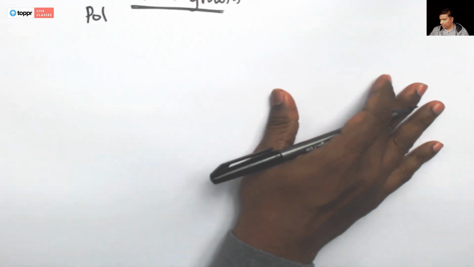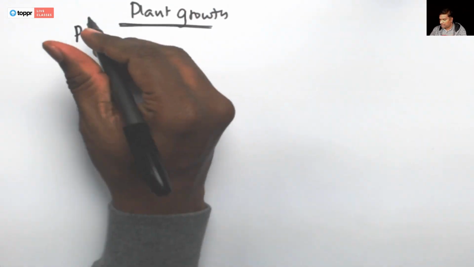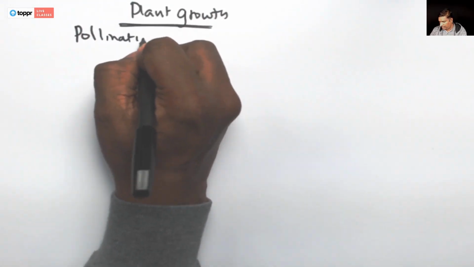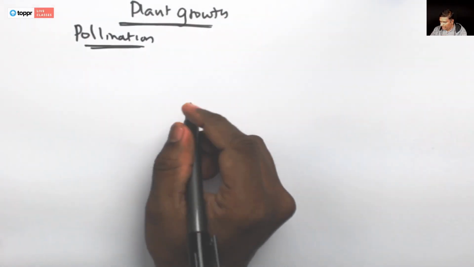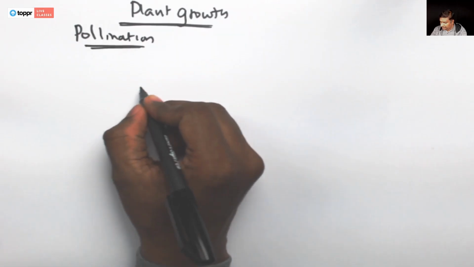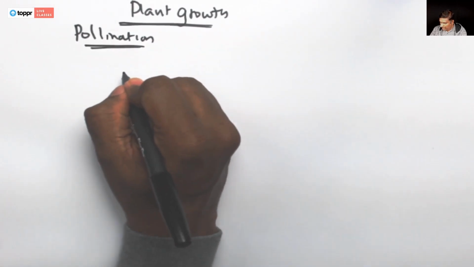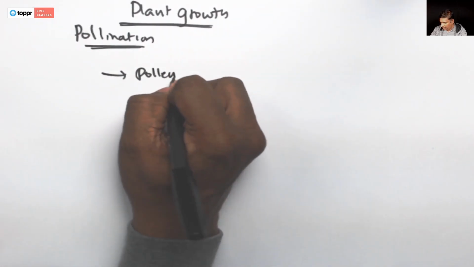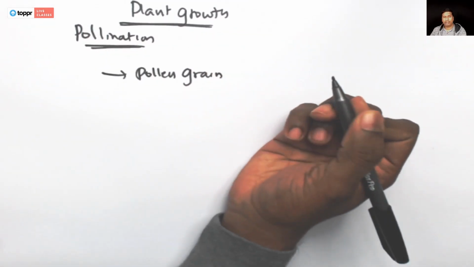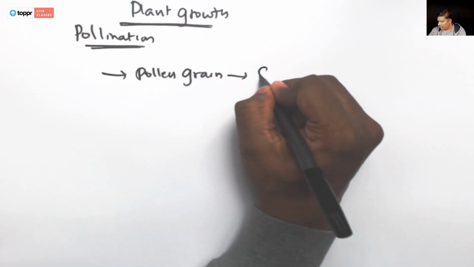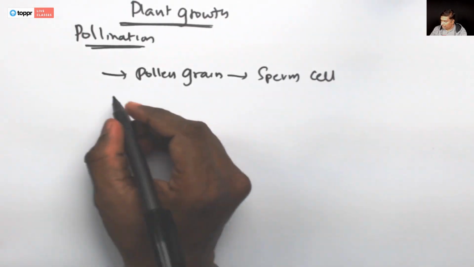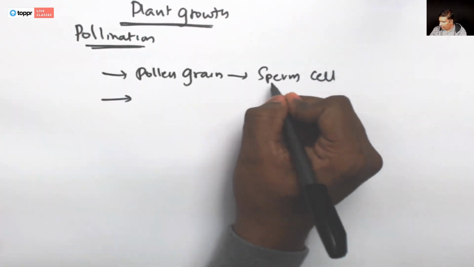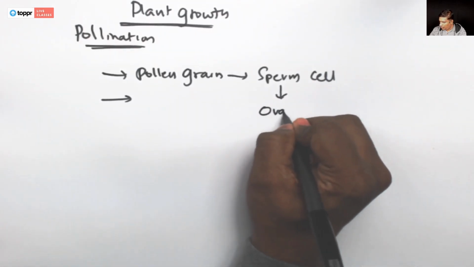Okay, plant growth, starting from pollination. Let's start with pollination. What will happen in pollination? Basically, you have the pollen grain, which is the equivalent of your sperm cell. This pollen grain will fuse with the ovary.